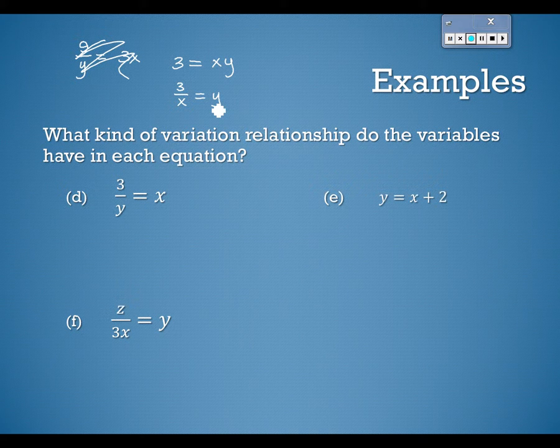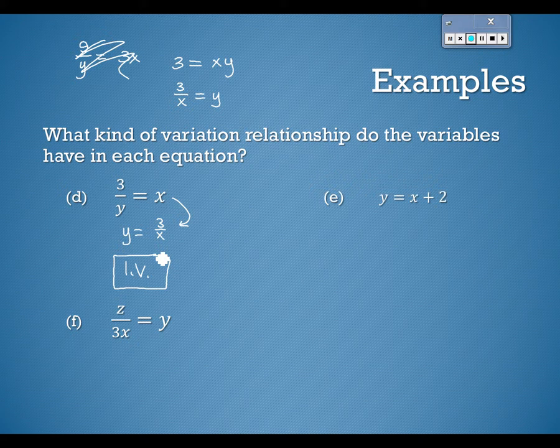All right. What do you think of what she did? Is that cool? Can you do what she did? Multiply both sides by y and then divide both sides by x? And then is it obvious that it's inverse? Yeah. So if we can convince ourselves that this can be rearranged to look like that, then I think we've convinced ourselves that this in fact is inverse variation. Okay? Tricky.